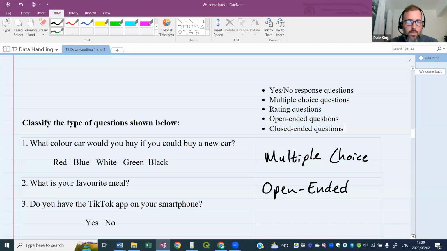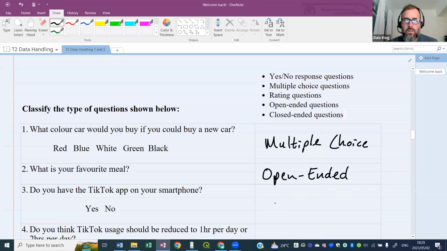Okay, next one, number 3. Do you have the TikTok app on your smartphone? Yes, no. That's an easy yes, no response. Very good. So that's a yes, no response. That's an easy one.